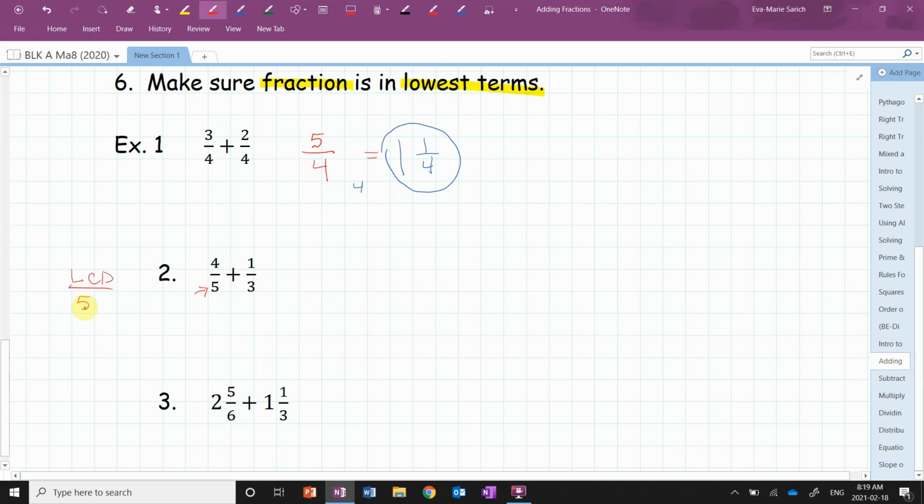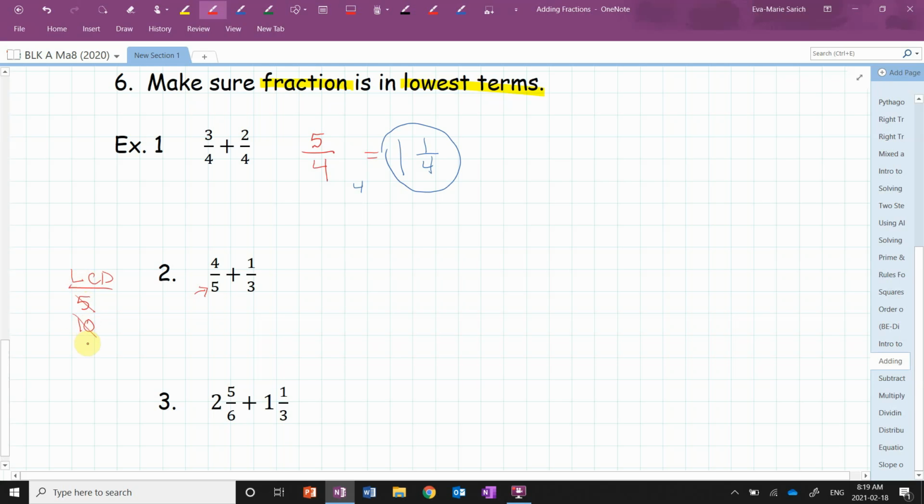Now we go, 5 can go into 5 once. Can 3 go into 5? It can, but it can't go in evenly, so 5 doesn't work. So we go to the next number 5 would go into, which is 10. Now we go, can 3 go into 10 evenly? No, 3 times 3 is 9, so it doesn't work. There's 1 left over, so that one doesn't work.